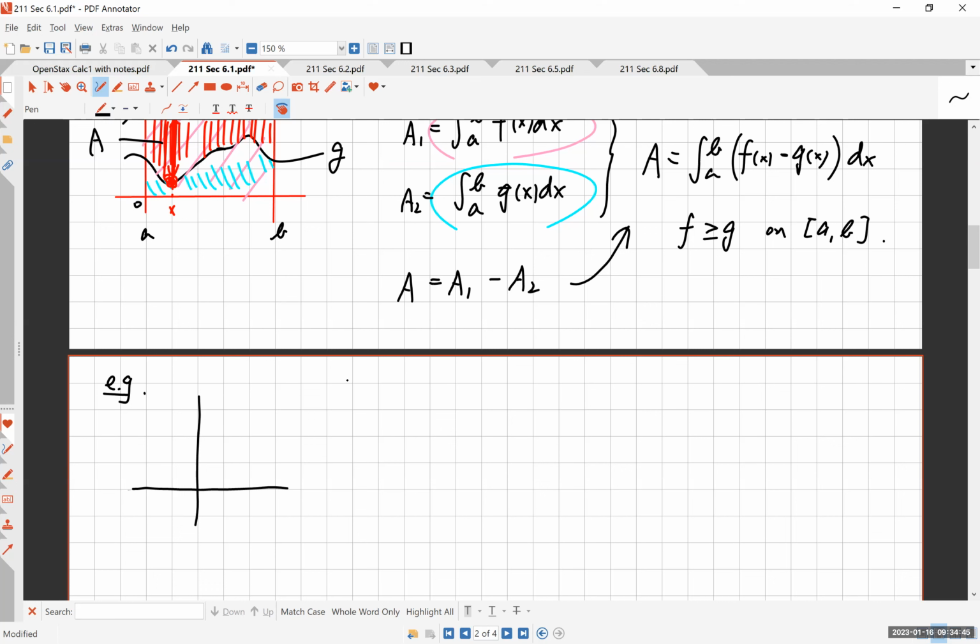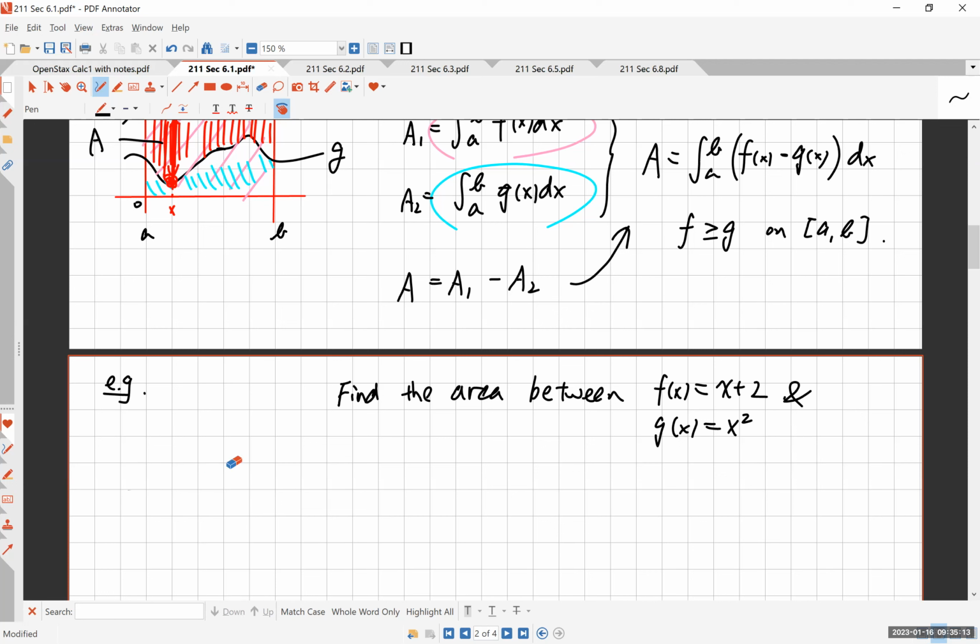All right, let's see, find the area between. Now, sometimes what is difficult is to find what the x values are, the endpoints a and b. Find the area between f(x) = x + 2 and g(x) = x squared, right? Of course, it helps if you can graph these functions. And so let's try to make it nice, because it's always nice to have clearly and accurately drawn graphs.